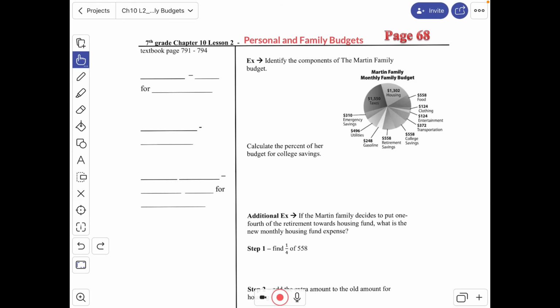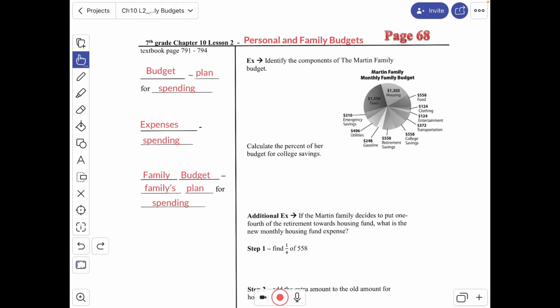Today we're covering 7th grade, Chapter 10, Lesson 2, Personal and Family Budgets. A budget is just a plan for spending. It's made up of expenses, which is just spending. So a family budget is a family's plan for how they're going to spend their money.